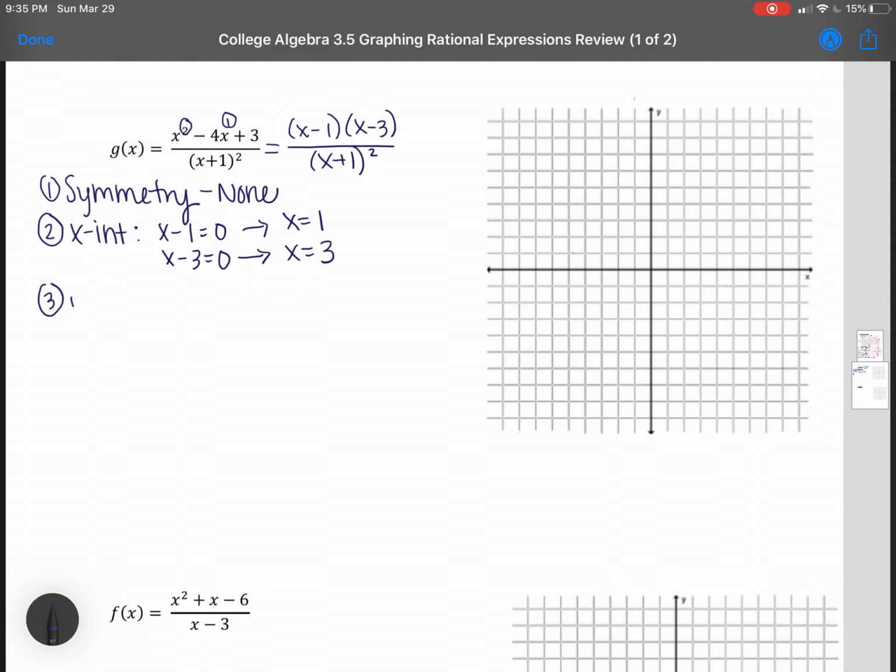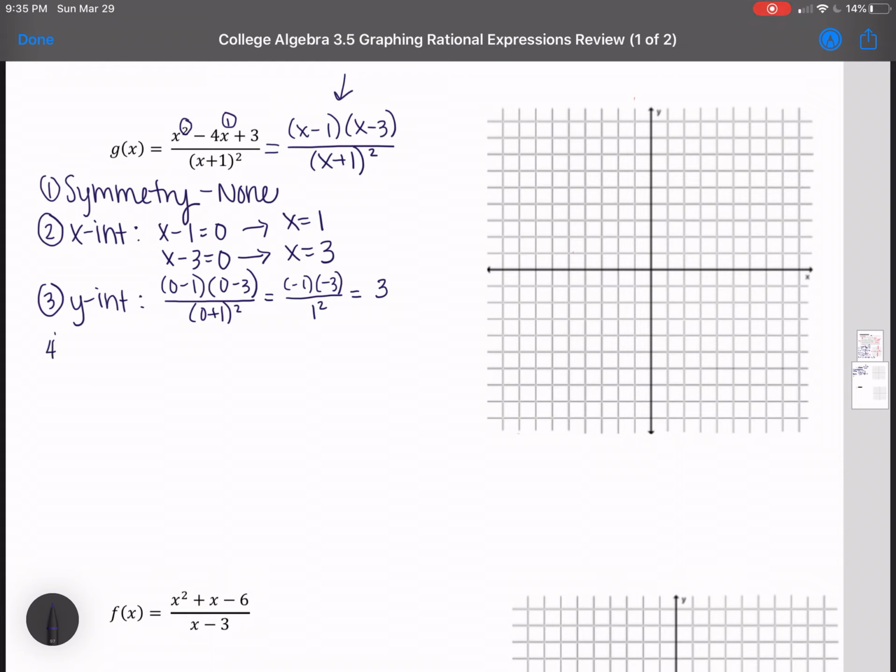Now let's look at our y-intercept. So here, because we have one that's factored and one that's not, let's just go ahead and use our factored form. So we have 0 minus 1 times 0 minus 3 over 0 plus 1 squared. So negative 1 times negative 3 over 1 squared. Negative 1 times negative 3 is 3, and 1 squared is 1. So our y-intercept is 3.